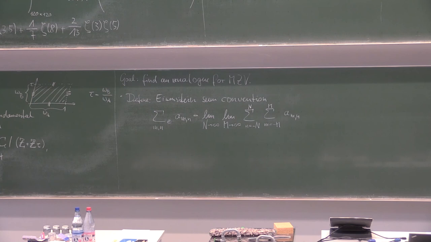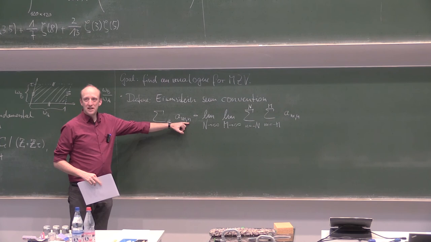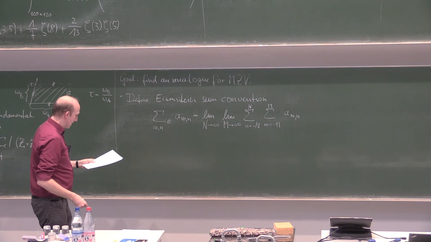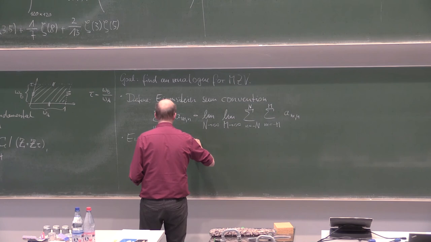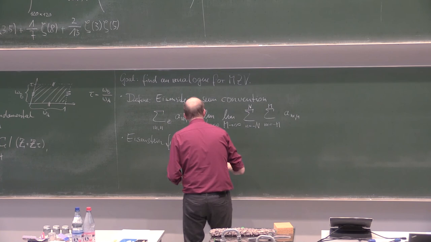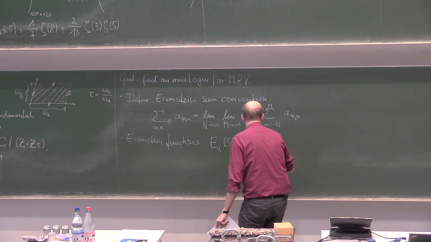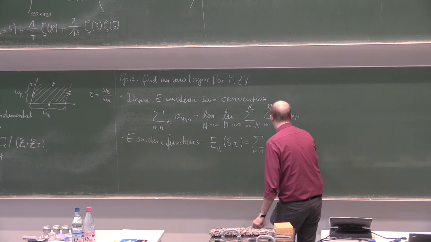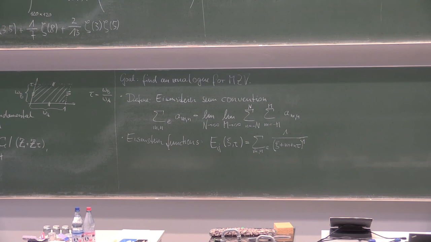Eventually, we'll also have a little tick up here that will be necessary if you define an object where for m and n equal to 0, we get a divergent quantity. That will happen immediately. And now we can define, using this convention, so-called Eisenstein functions. These Eisenstein functions are defined as E_j of psi and tau, and they are the Eisenstein sum over m and n of 1 over (psi plus m plus n tau) to the power j. That looks very much already like a zeta value.